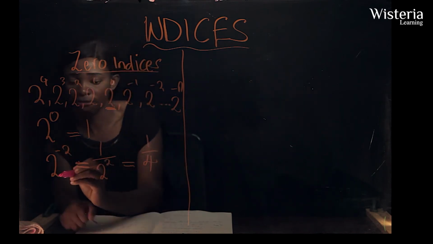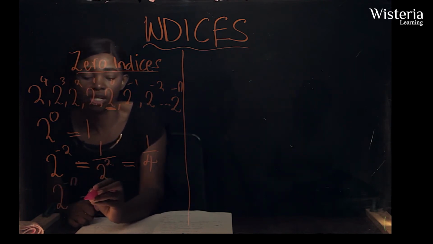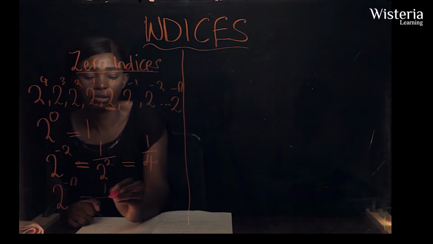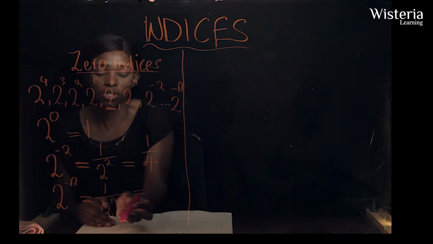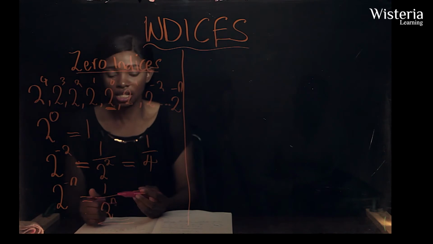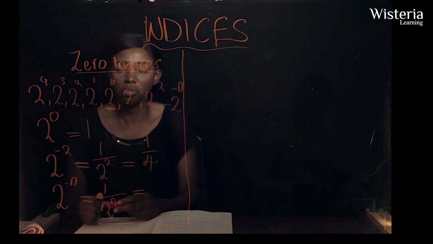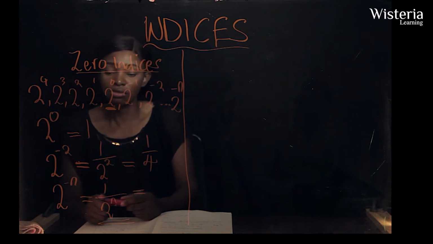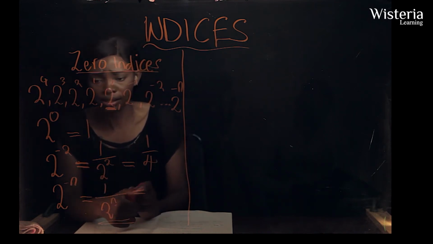If we have 2 to the power negative n, it will be 1 over 2 to the power n. Then we solve. Since we don't know the value of n, we can't replace it. n can mean any integer. n can mean a negative integer. In this case, we're looking at negative indices.